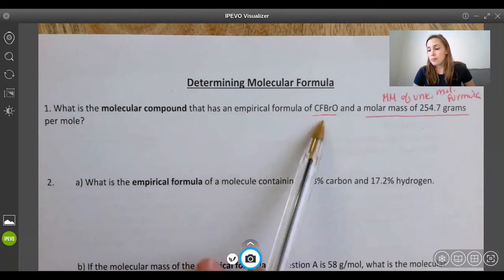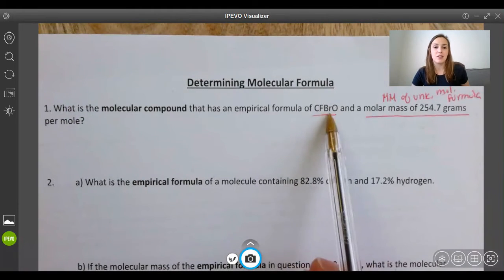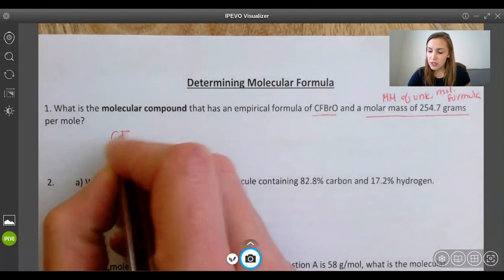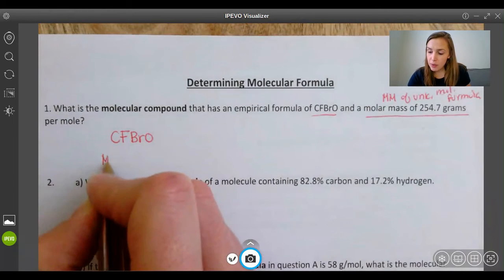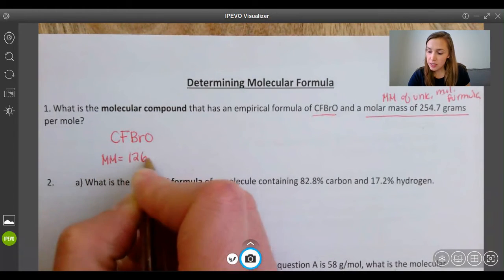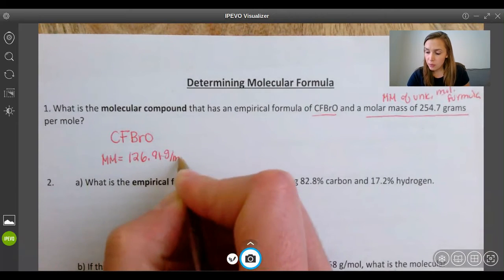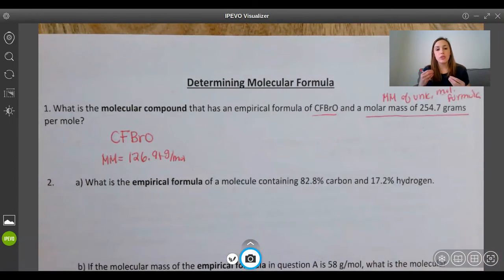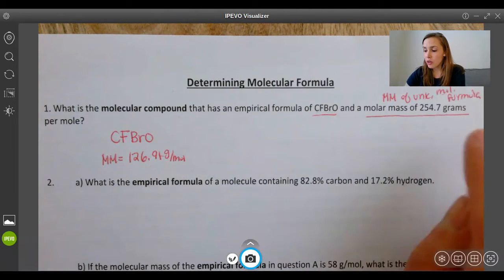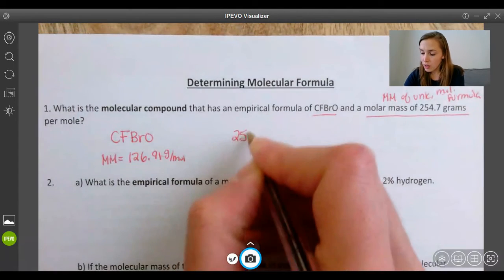So the first step is to see what is the mass of this empirical formula. I'm going to use my periodic table for masses and add up a carbon, fluorine, bromine, and oxygen. When you add that up, the molar mass of the empirical is 126.91 grams per mole. We want to know how much bigger the molecular formula is. These two masses should be essentially equal to each other, 1-to-1, or the actual molecular compound should be larger than its empirical. Either way, you're always going to start with your molecular formula up in the numerator.